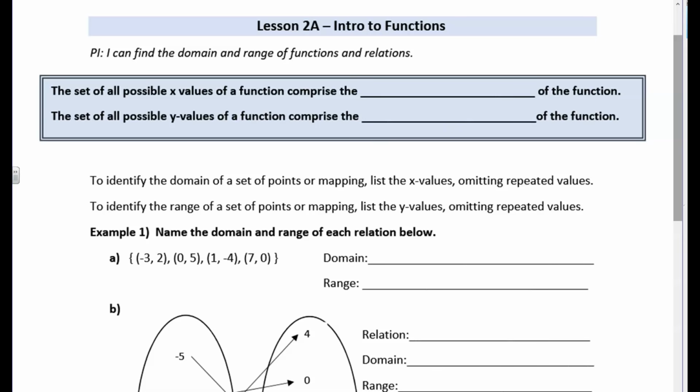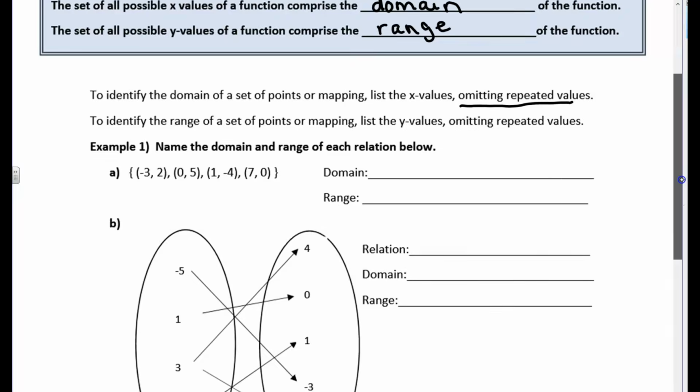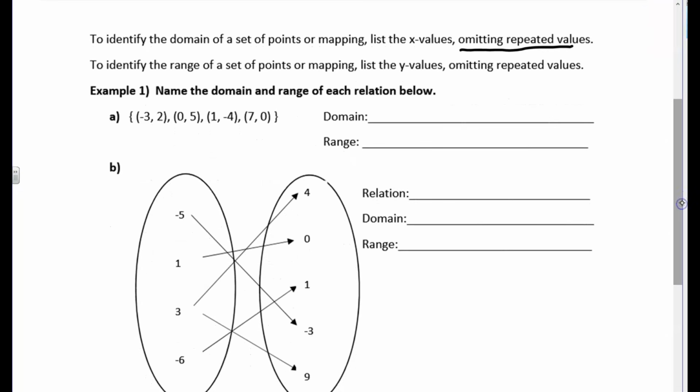The set of all possible values of x of a function comprise the domain of the function, while the set of all possible y values comprise the range of a function. To identify the domain of a set of ordered pairs or mappings, we just list all the x values, omitting the repeated values, and the same thing with the range. We're going to list all the possible y values, omitting the repeated values.